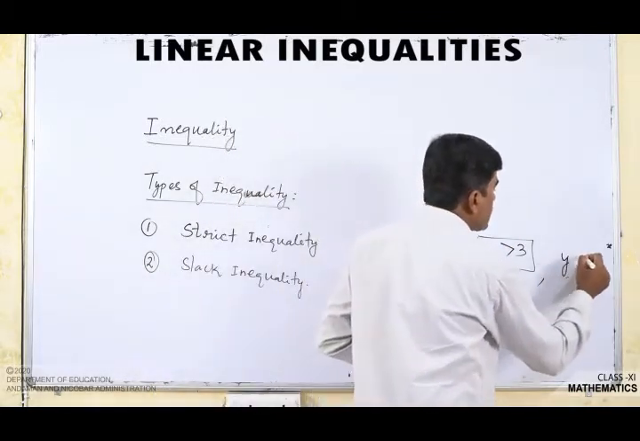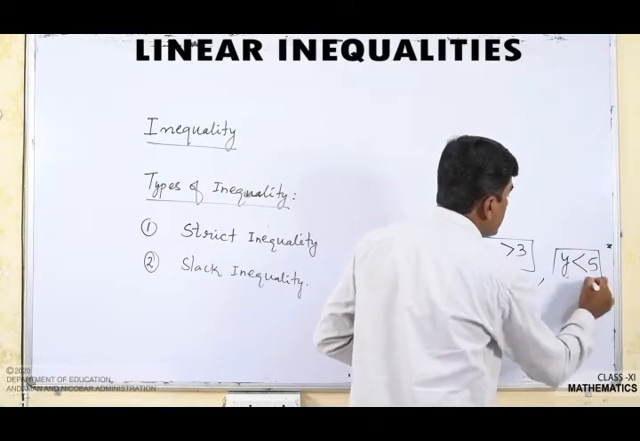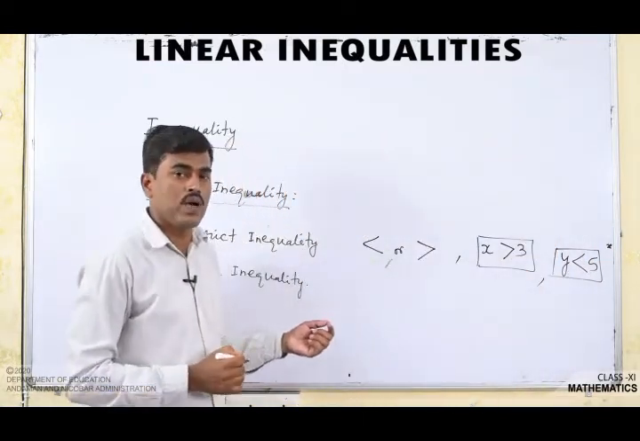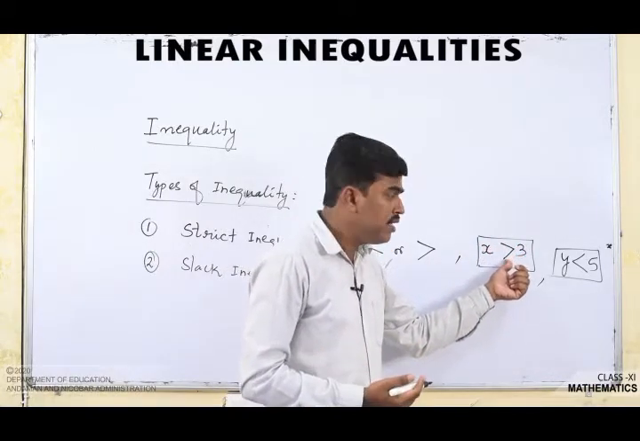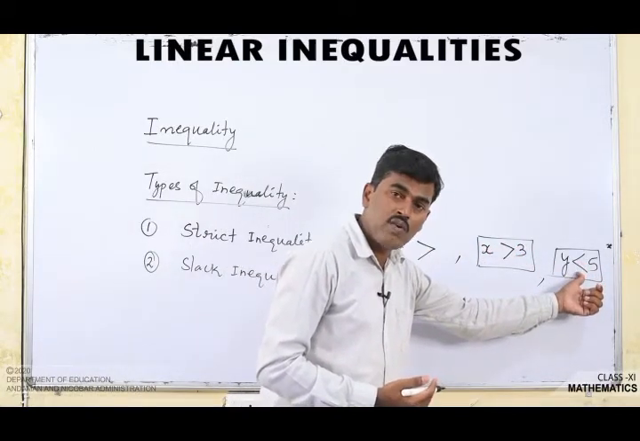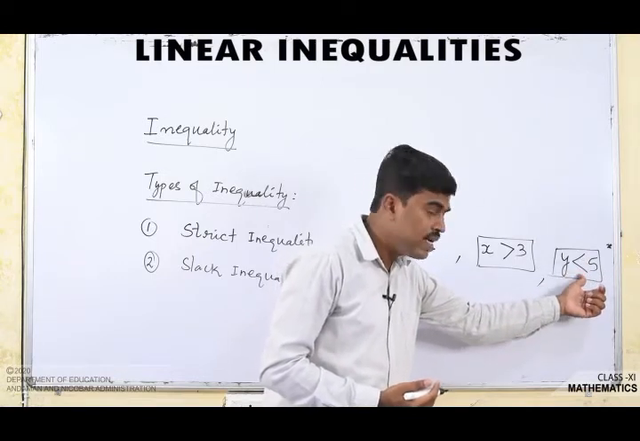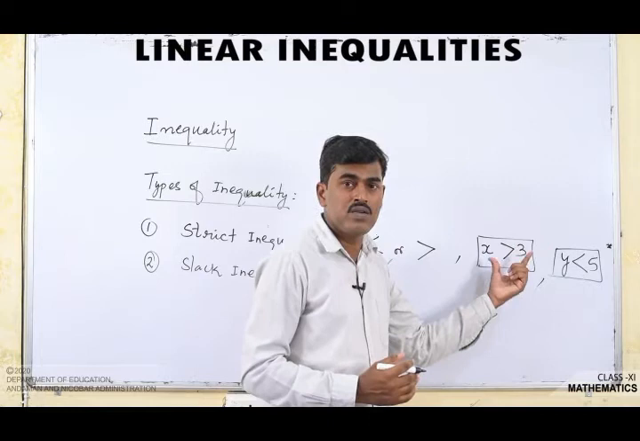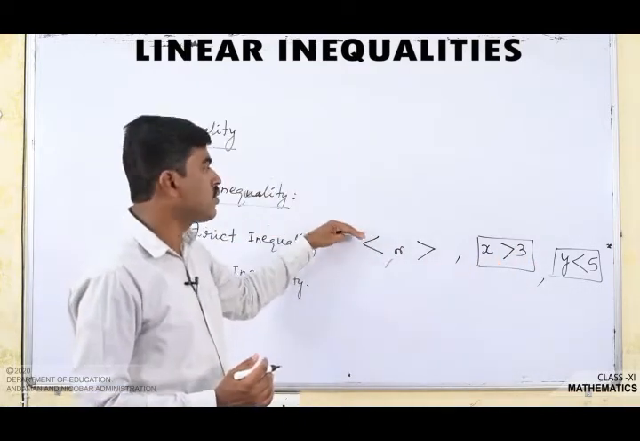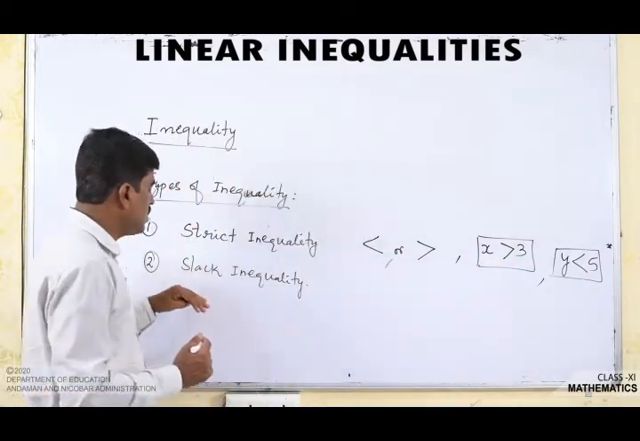Suppose y is less than 5. This inequality is also called a strict inequality because it involves only the symbol greater than, and here it involves the symbol less than. That means here x is greater than 3, but x is not equal to 3. So, these inequalities are called strict inequalities.